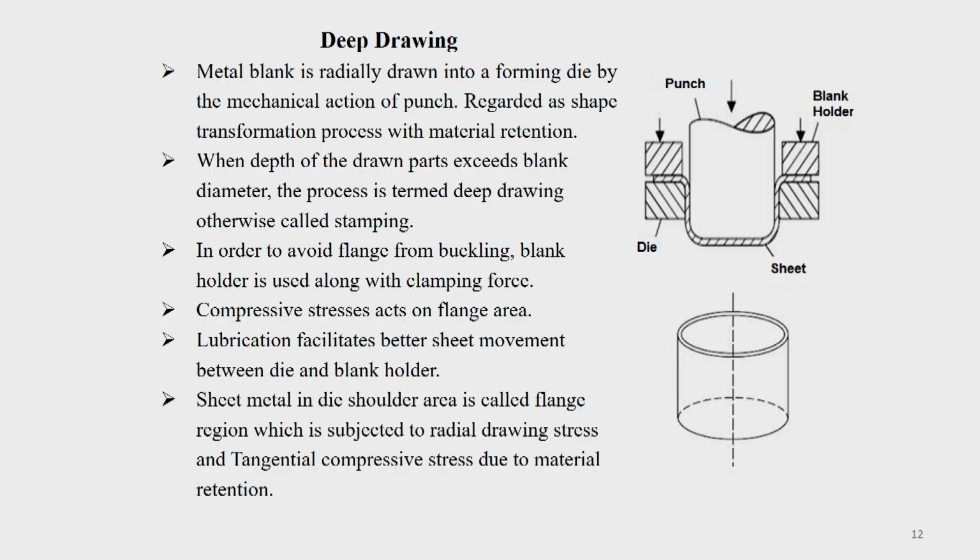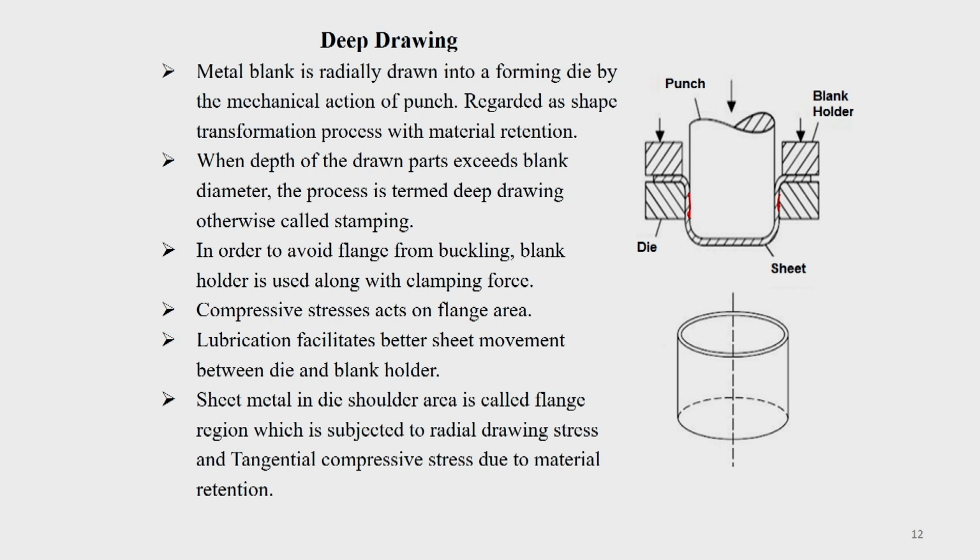Basically, a metal blank is radially drawn into a forming die. So, you keep a metal blank here, and it is held by means of a blank holder, and the punch moves down, it moves a long way down. So, what happens is that here it stretches, okay, and then you get that shape.